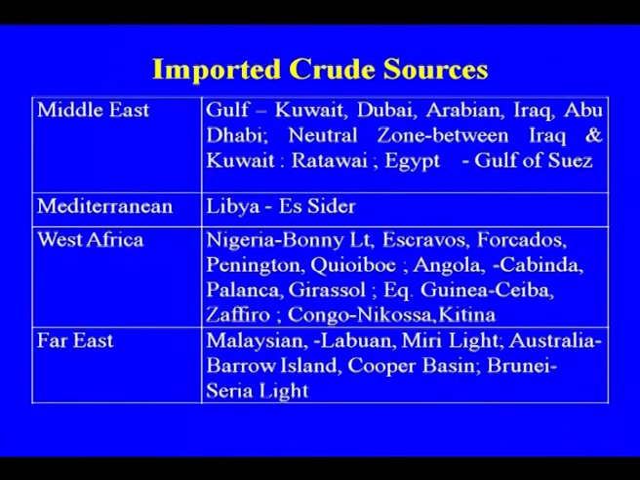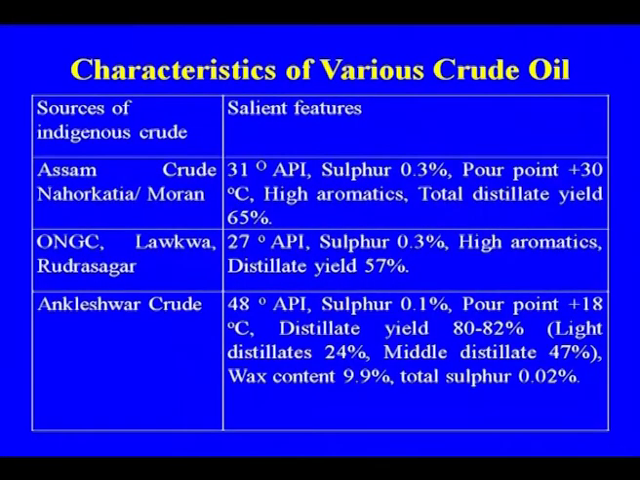These are some of the crudes we are using from the Middle East, West Africa and the Far East. From various places, because around 70% of our major crude oil requirement is met through imported crude. This is again the indigenous crude which we have from Assam, ONGC and other parts of the country, and these are some of the salient features and characteristics, because crude oil evaluation is very important. That is why we have kept one separate lecture on crude oil evaluation. That will be discussed in the next lecture, lecture 2.